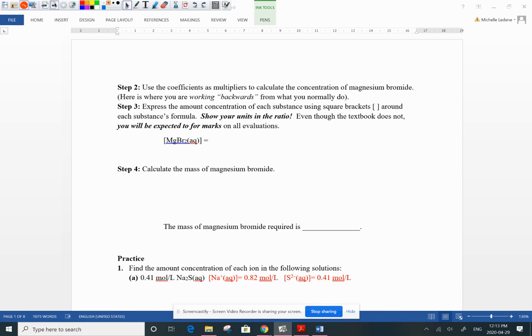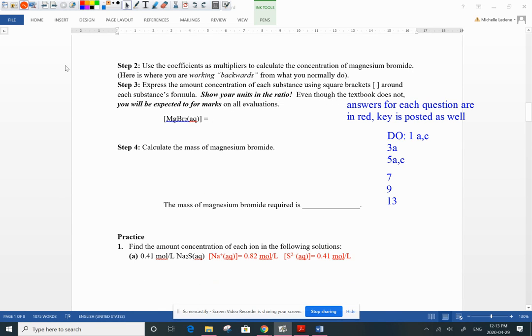Okay, so that was a couple of examples for you. And now if you'll notice, you're going to work on some practice questions. The answers are in red right after each of the questions. So again, this square bracket means the concentration of this particular ion. Make sure that you guys are showing your units and you're showing your sig digs. You don't have to do the entire booklet. I would suggest you do these questions.